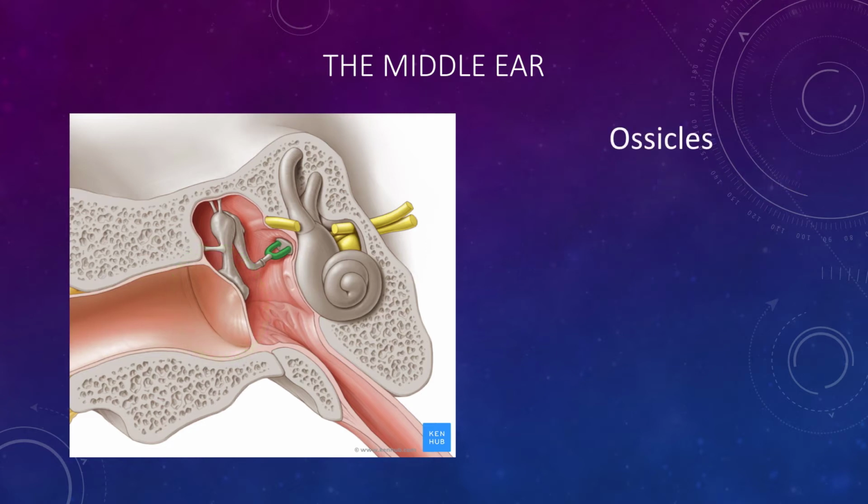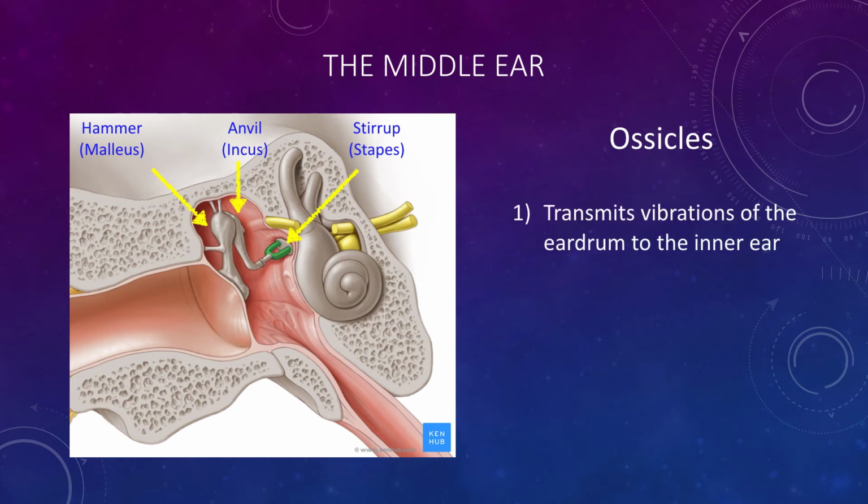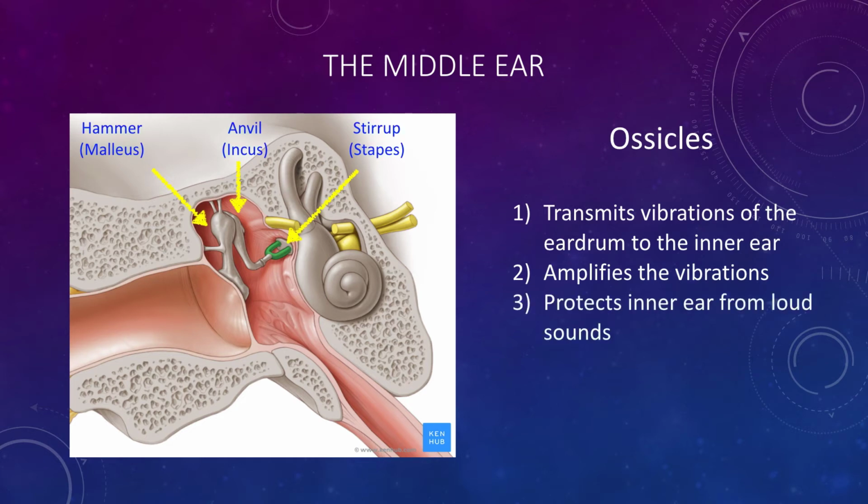Also in the middle ear are the auditory ossicles, three tiny bones referred to as the hammer, anvil, and stirrup, or malleus, incus, and stapes. The ossicles are the smallest bones in the body, and they reach full size by the time a child is born. The ossicles are attached to the eardrum at one end and to the oval window of the cochlea at the other end. These bones transmit the vibrations of the eardrum to the inner ear, amplify the vibrations, and also, with muscles that are attached to them, protect the inner ear from loud sounds.